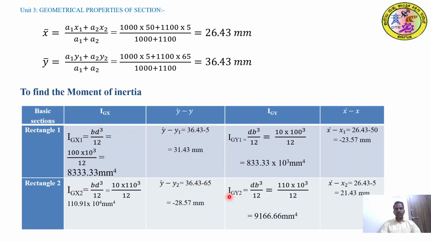Let's find the moment of inertia of the second rectangle with respect to the y axis. The formula is db cube divided by 12, where the depth of the section is 110 millimeter and the width of the section is 10 millimeter, so 110 times 10 cube divided by 12, which is 9166.66 millimeter power 4. The centroidal difference with respect to the y axis is x bar minus x2, which is 26.43 minus 5, which is 21.43 millimeter.